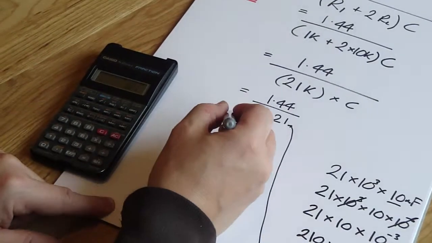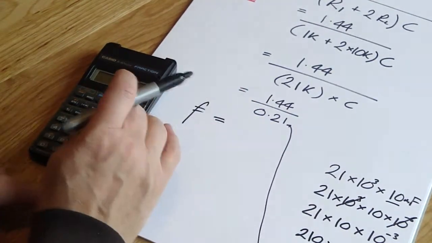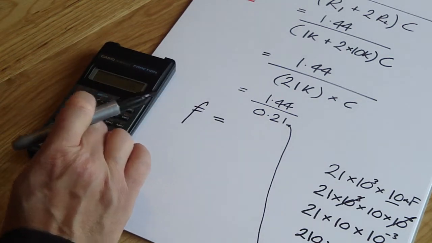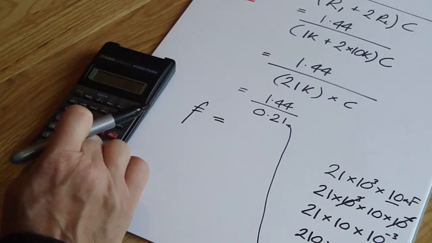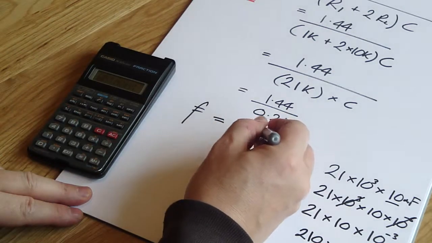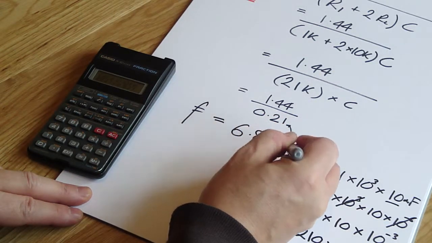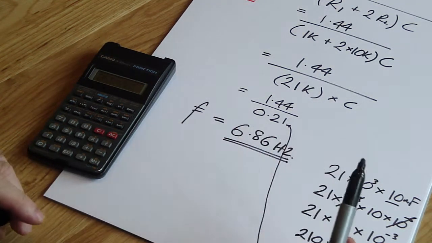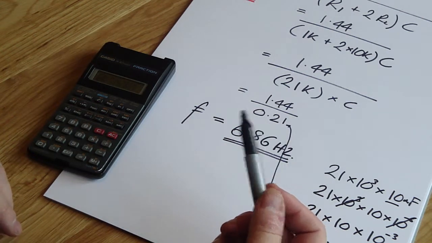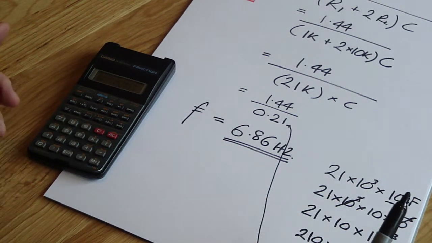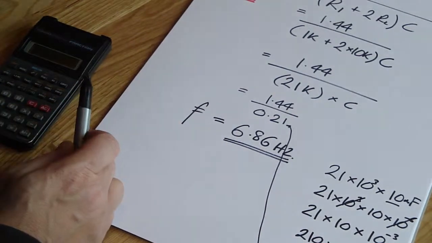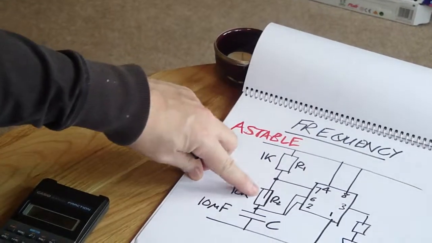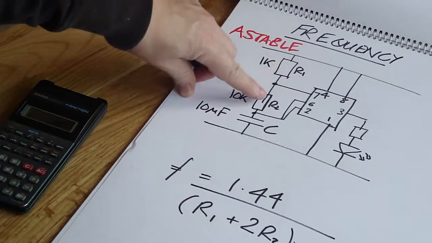So the total frequency calculation, to clear that, is 1.44 divided by 0.21 is equal to 6.86 Hertz. Frequency in Hertz, that means it flashes at 6.86 times a second. 1 Hertz is 1 flash per second. That's the calculation. I'll go through that again with you, just to make sure that you're okay. So we've got this layout. This is the standard layout. That is always R1, that is always R2.